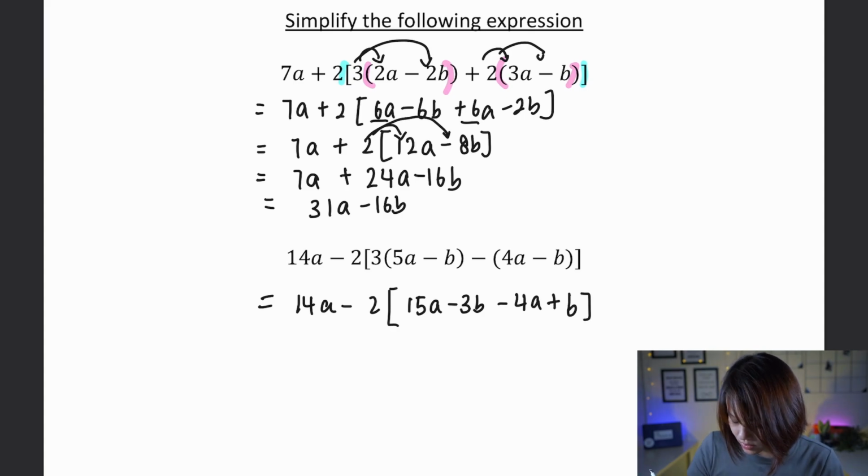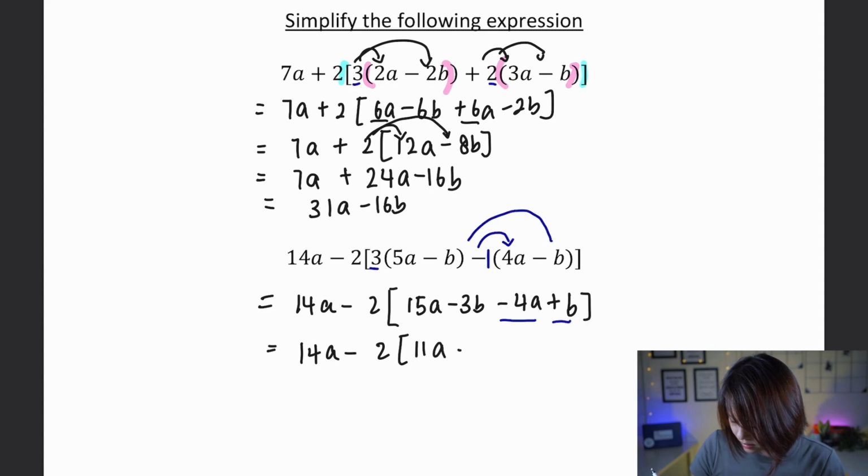This is the portion where students get confused. If you're not very sure at this point, you can see so far that all the terms before the bracket have a number. What happens if there's no number? You can simply put a 1, so it's easier to expand. For example, negative 1 times 4a, we get negative 4a. Negative 1 times negative b, we get positive b. So continue simplifying our expression, and we will get 11a minus 2b.